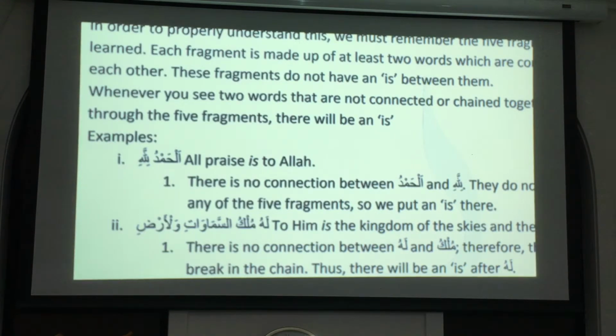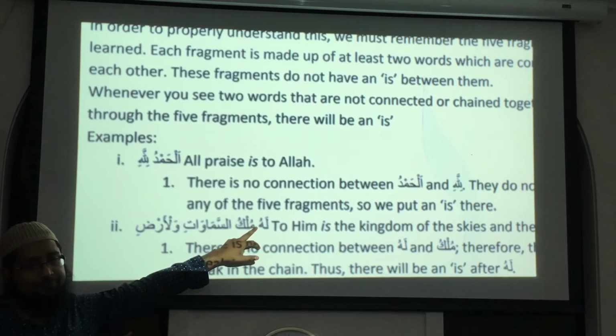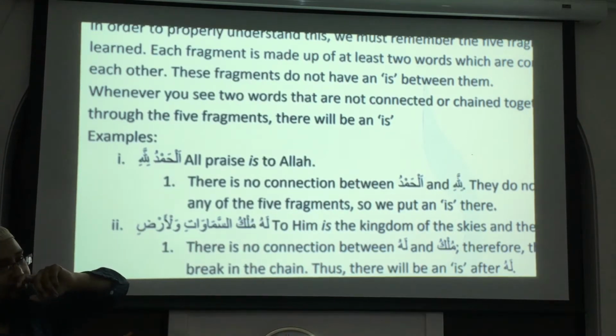So, alhamdulillah. Look at the next example: lahu mulkus samawati wal ard. Lahu mulkus samawati wal ard. So lahu is a fragment. What type of fragment, Brother Tanvir? Lahu.